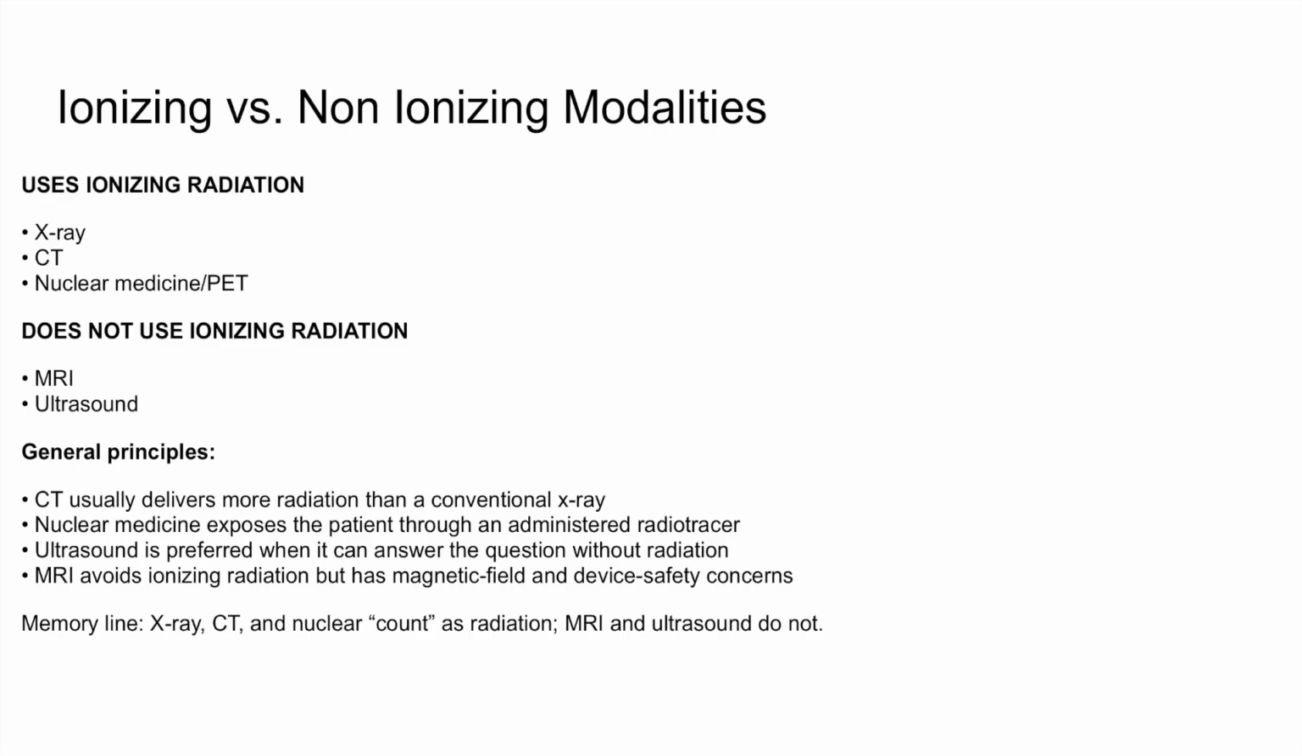So MRI avoids radiation but introduces concerns involving strong magnetic fields, implants, and long acquisition times. So the memory thing here is just that X-ray, CT, and nuclear medicine count as radiation, whereas MRI and ultrasound do not.